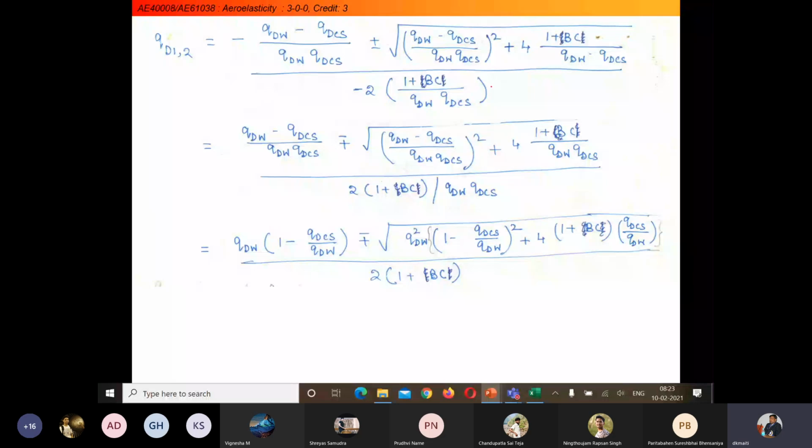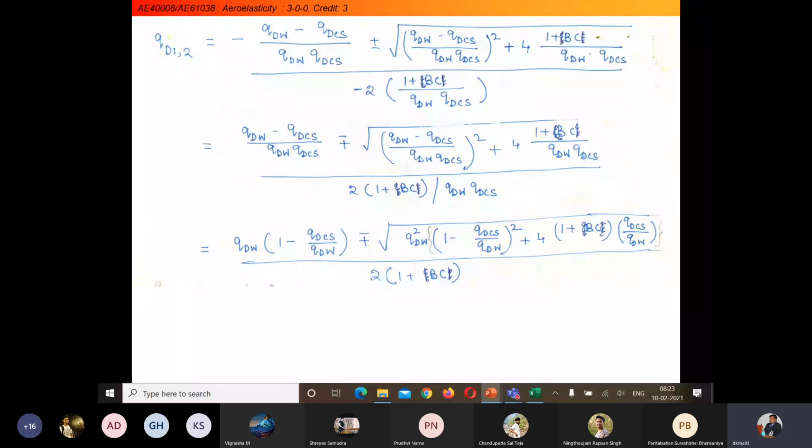And then after simplification we are getting this equation, QD wing multiplied by 1 minus QD control surface divided by QD wing. We are just taking this, multiplying this minus sign, so minus plus, and we are getting this expression.